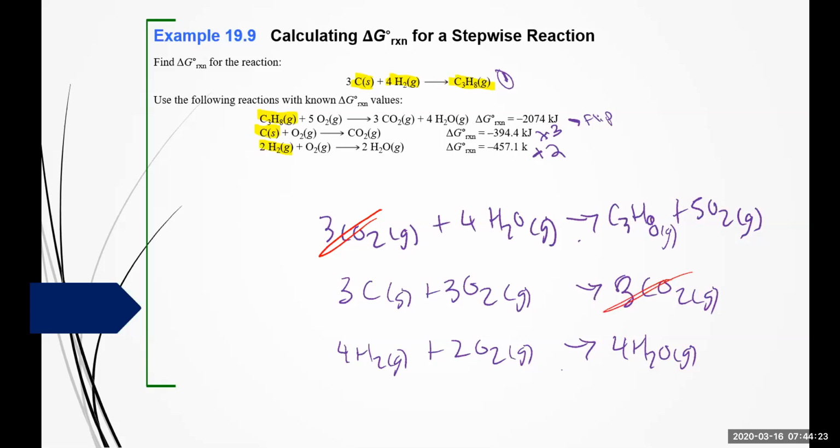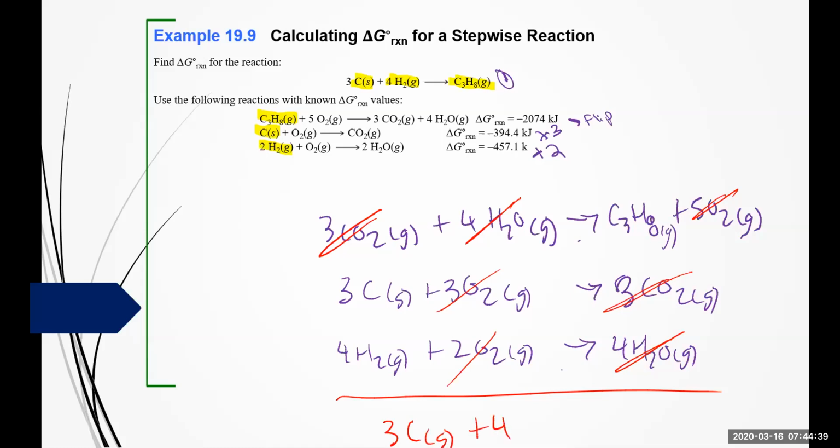We have our O2, 3, 4, 5 of our O2. We have our waters, we have our waters. And so we just end up with 3 carbons as a solid plus 4 hydrogens as a gas goes to C3H8. It's a gas, which is exactly what we were looking for.